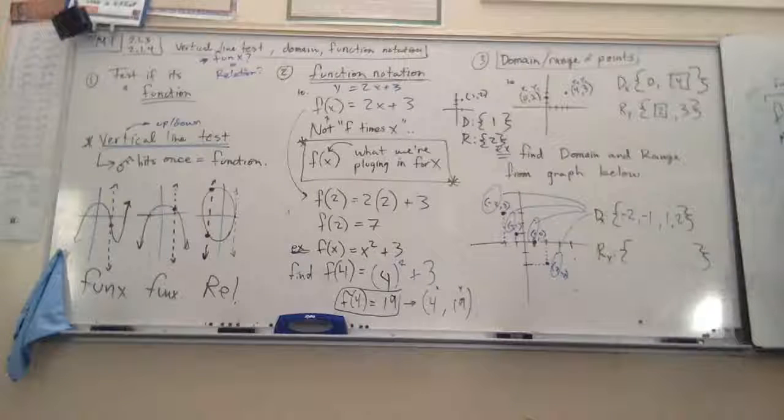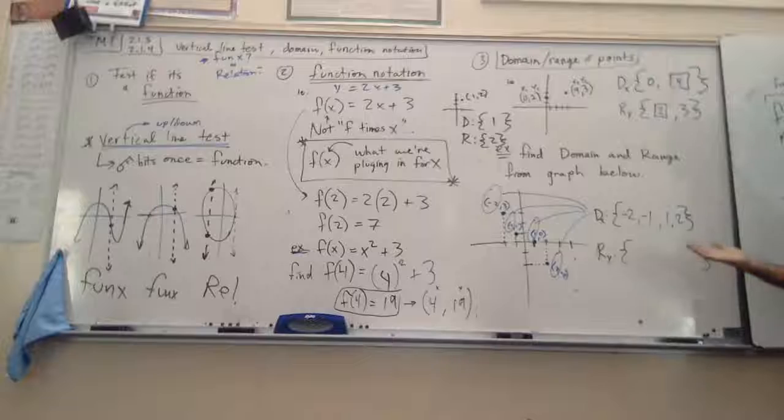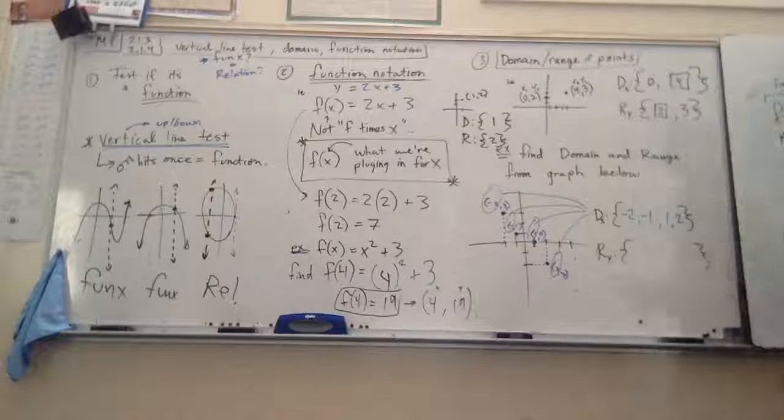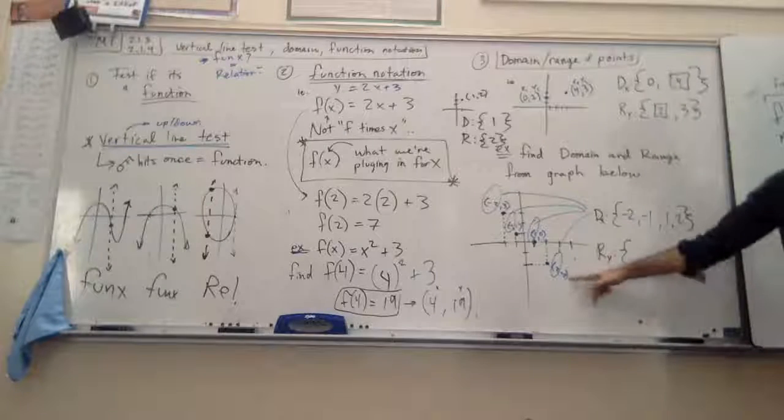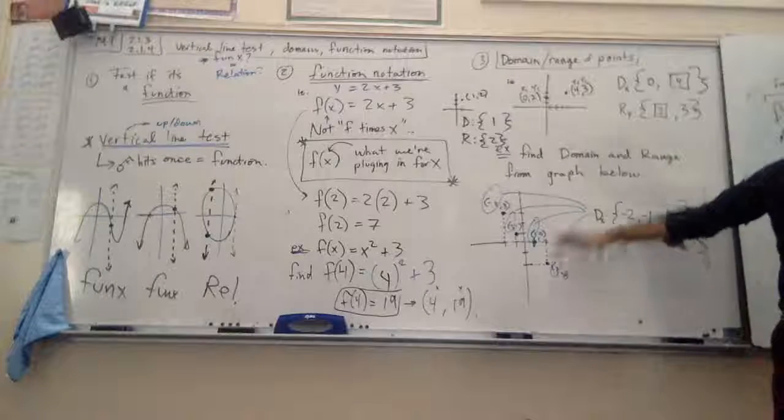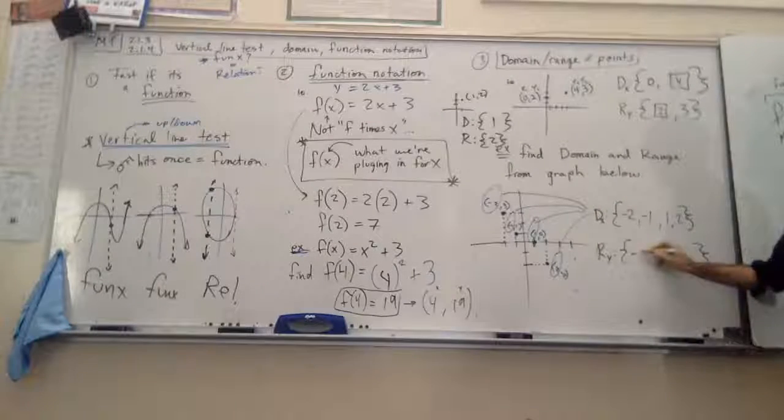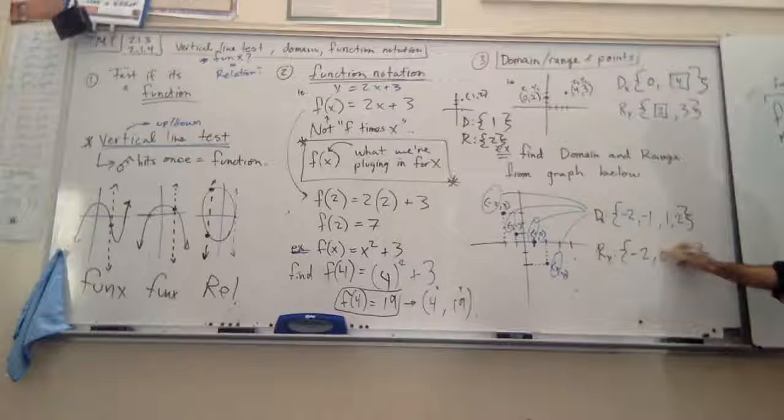What do you think we should do for the range? Same idea, right? So what is the lowest y we have? -2. The lowest y is going to be lower down. We're going to move up now. Okay. -2. Next. 0. Next. 1. Next. 3. Got it.